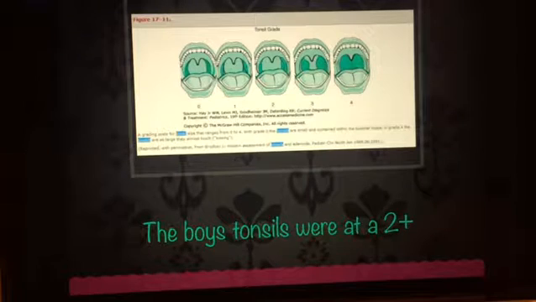This is just a picture of the grading of the tonsils. His tonsils were a 2+, which is the middle picture there.